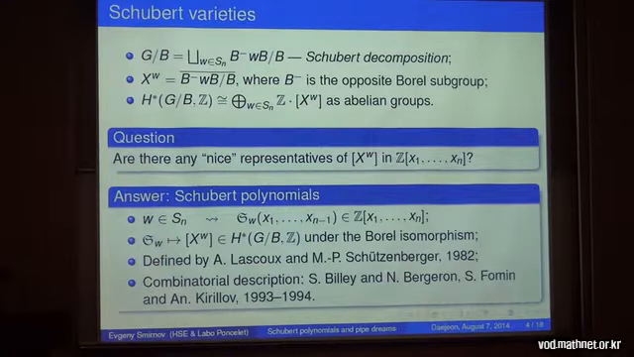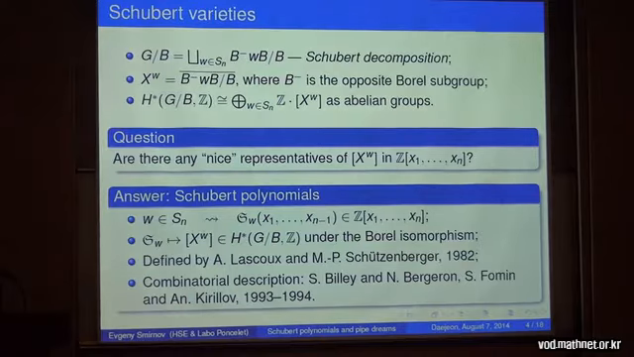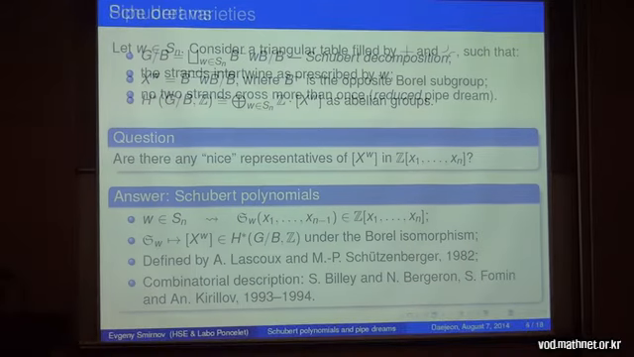These are polynomials in fact in n-1 variables with non-negative integer coefficients, and their combinatorial description, which proves the positivity of their coefficients, was obtained by Sergey Fomin and Anatol Kirillov, and independently by Sara Billey and Nathan Bergeron in the early 90s. So I pass to this description now.